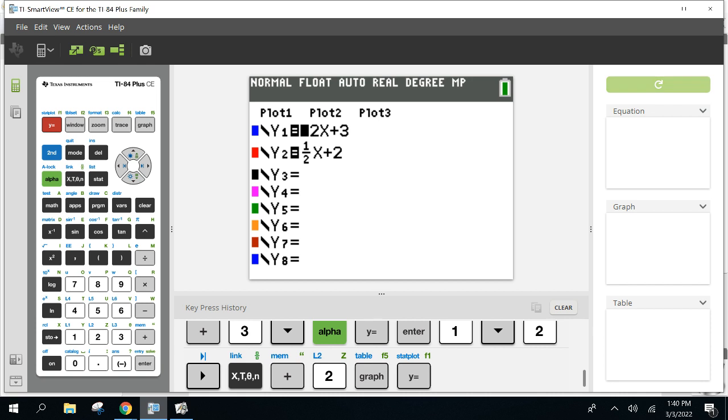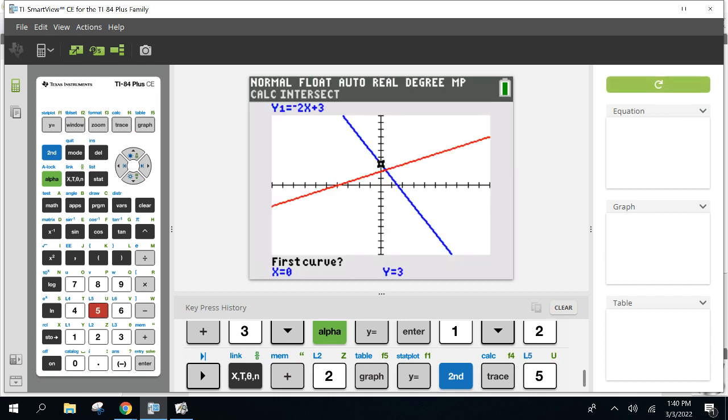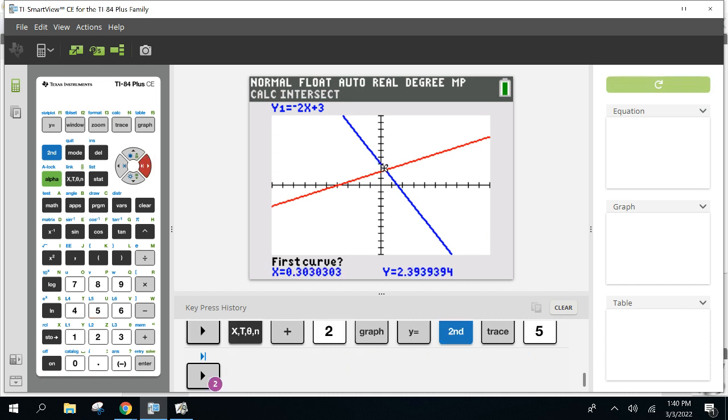All right, where do I go to find where they intersect? On your calc, where do I go to find where those two lines intersect? Second, trace, calc, intersect, number 5. Your little spider will come up. It doesn't really matter how close you get, it's still going to work, but my OCD kicks in and I like to get it right on the point of intersection. Then we hit enter 3 times. The third should be the last time you hit it.